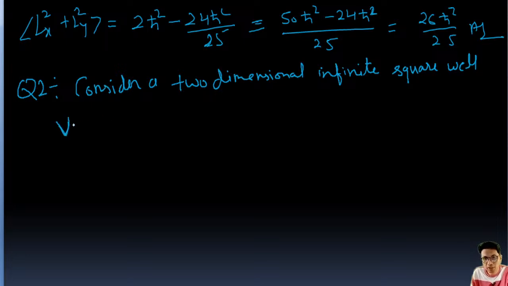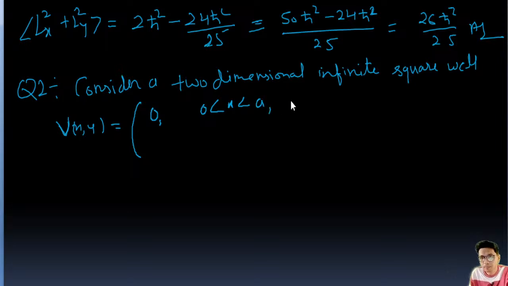And the potential is given, V, which is a function of x and y, that is V(x,y) equal to 0 if x is between 0 to a, and y is between 0 to a. Okay, and else infinite otherwise.